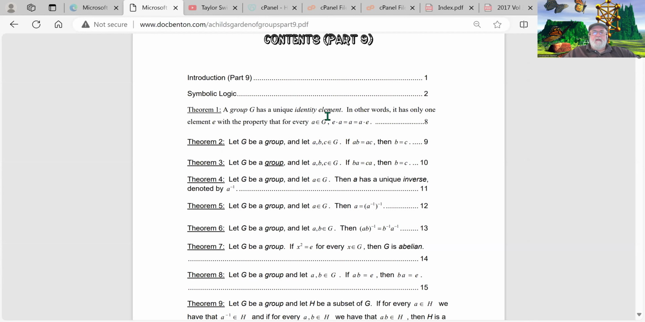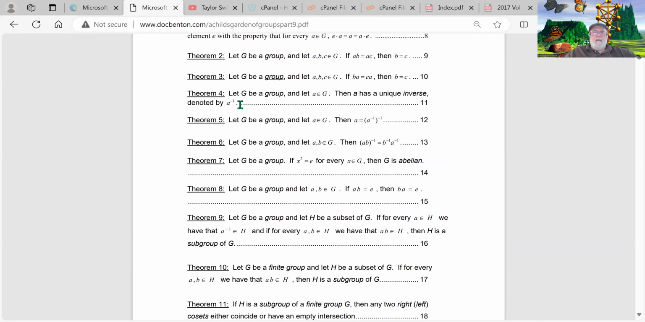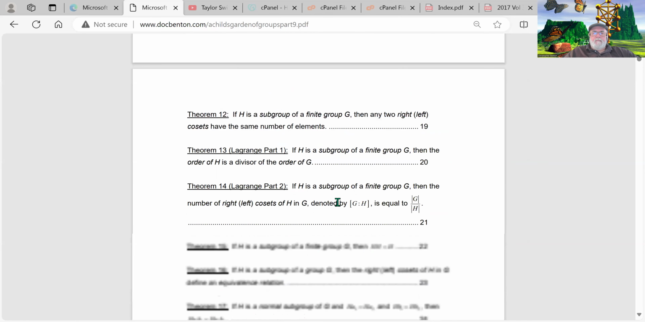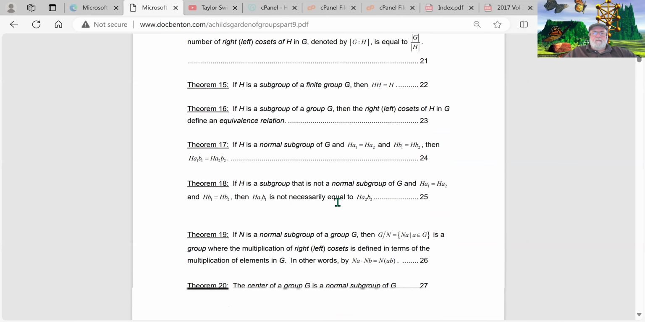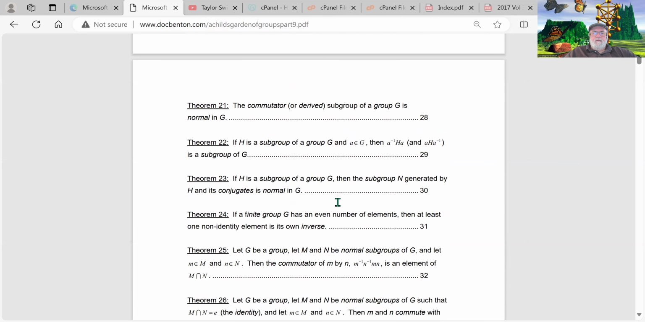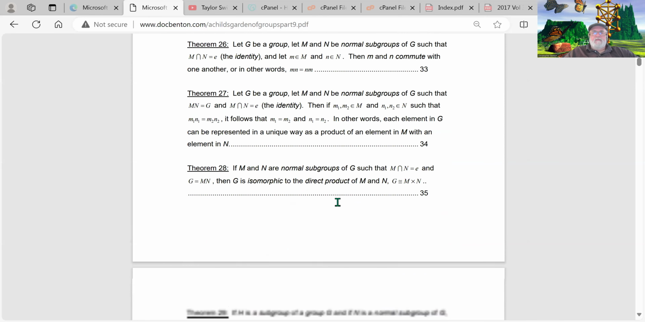Things like the identity element in a group is unique. If you have something like A times B equal to A times C, I prove that you can cancel out that A to show that B is equal to C, where these are all elements within a group. I show that inverse elements in groups are unique, and just lots of other basic theorems, which are pretty simple and pretty easy to prove. Covers a whole bunch of stuff.